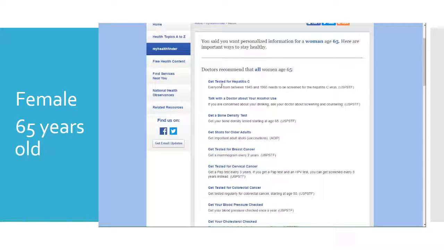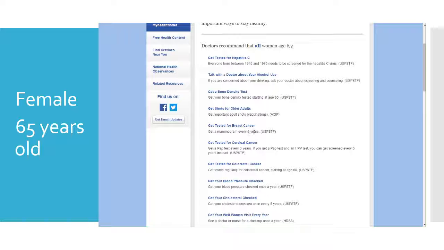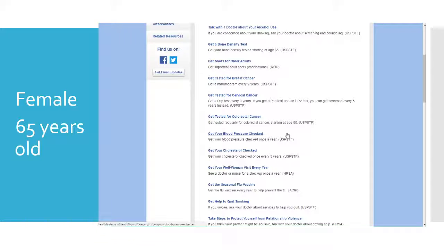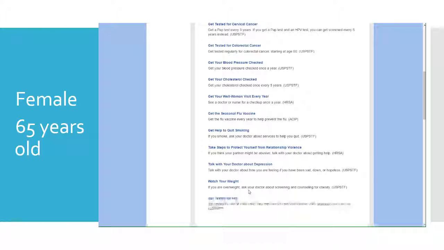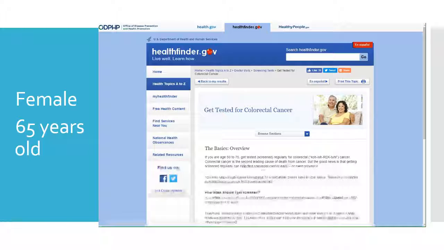So the doctor recommends that she get tested for hepatitis C, get a bone density test, get certain shots for older adults, and get tested for breast cancer with a mammography every 2 years as recommended by the U.S. Preventive Services Task Force. She should also get a pap test every 3 years and be screened for HPV every 5 years. Other tests include colorectal screenings, blood pressure, cholesterol, a well woman visit, and she should get help for quitting smoking if she's doing so, as well as talk to her doctor about depression, watch her weight, and get tested for HIV. As you can see, if a woman wanted to know more about this particular topic, she could click on one of these and it would bring her to more information about that particular test.